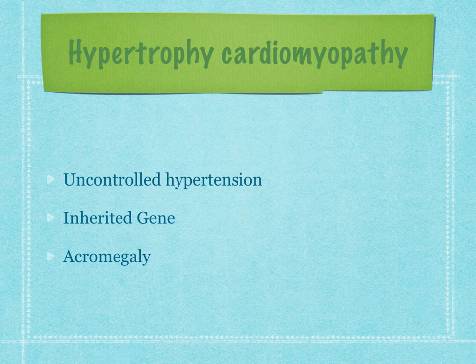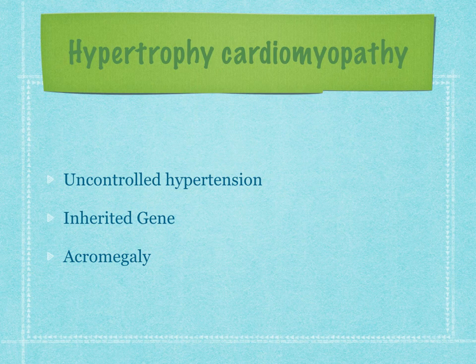Second is inherited gene. The inherited gene affects the cells of the myocardium, so that there is hypertrophy again, and the asymmetry of the left ventricle. So the left ventricle will become asymmetrical, and it will hypertrophy because of the inherited gene.